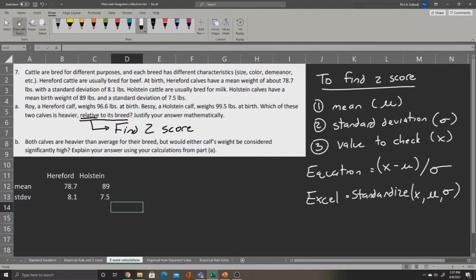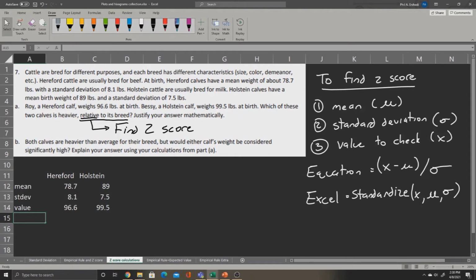So let's make sure we have the ingredients we need to solve this problem. In line 12, we have the mean of both breeds. In line 13, we have the standard deviation. We'll need to enter the values next. We'll place that in line 14. We'll put a label for it so we remember which is which. Our Hereford calf was 96.6 pounds, so we typed 96.6. Our Holstein calf was 99.5.